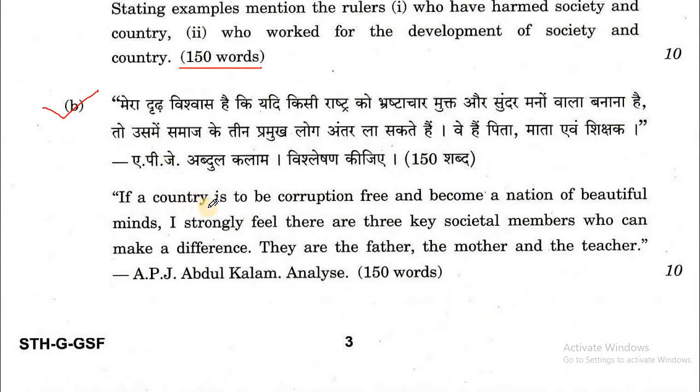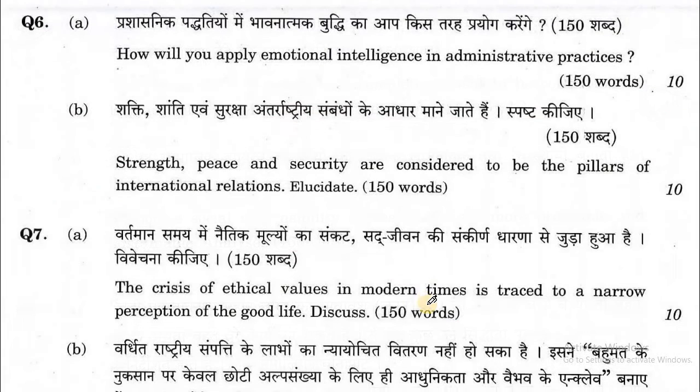And B. If a country is to be corruption free and become a nation of beautiful minds, I strongly feel there are 3 key societal members who can make a difference. They are the father, the mother and the teacher. APJ Abdul Kalam. Analyze. 150 words, 10 marks. Now question number 6. A. How will you apply emotional intelligence in administrative practices? 150 words, 10 marks. B. Strength, peace and security are considered to be the pillars of international relations. Elucidate. 150 words, 10 marks.